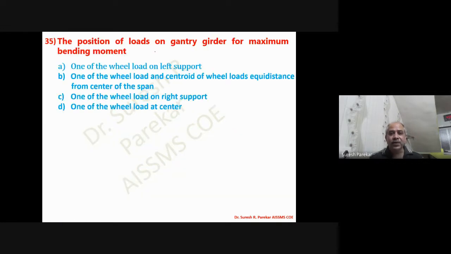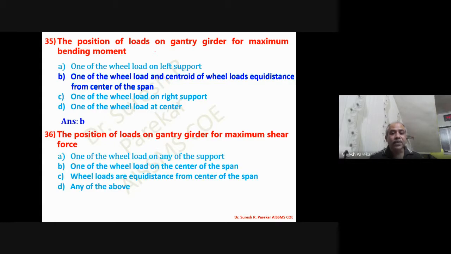The position of loads on gantry girder for maximum bending moment. We study moving loads, and in moving load, maximum bending moment occurs when one of the wheel loads and the centroid of the load group are equidistant from the center of the span. Here we have only two loads, so one of the loads and the CG of the loads should be equidistant from the centroid. So option is B. The position of loads on gantry girder for maximum shear force: one of the wheel loads should be on a support, which gives maximum shear force.